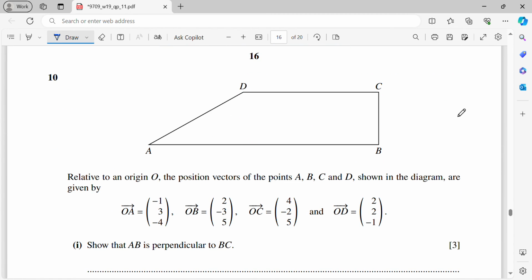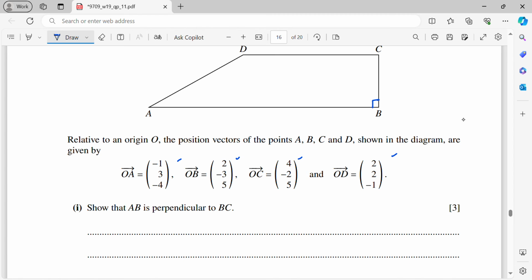Alright, now for question number 10. Relative to an origin O, the position vectors are given for 4 points. Show that AB is perpendicular to BC. The AB here means line, BC also line. You want to show it is 90 degrees.